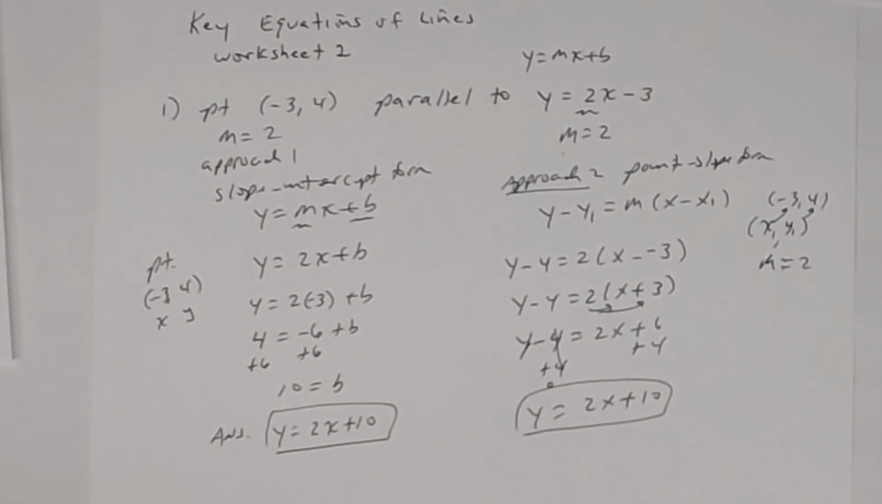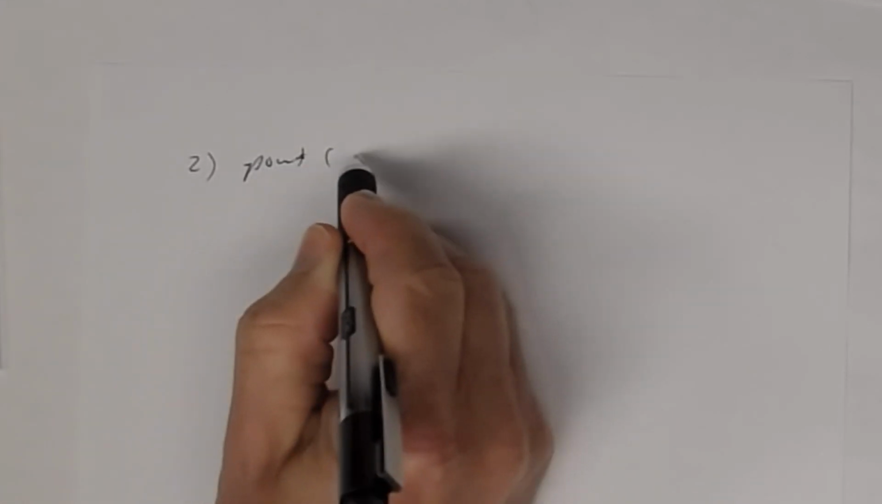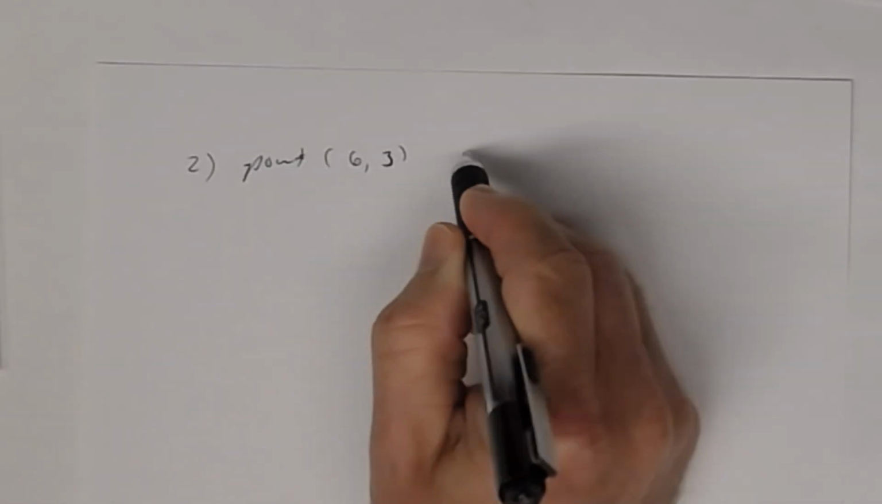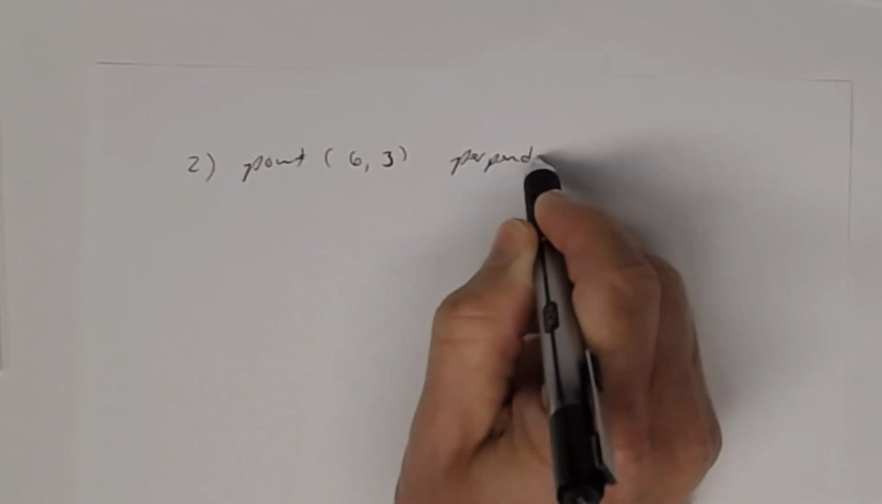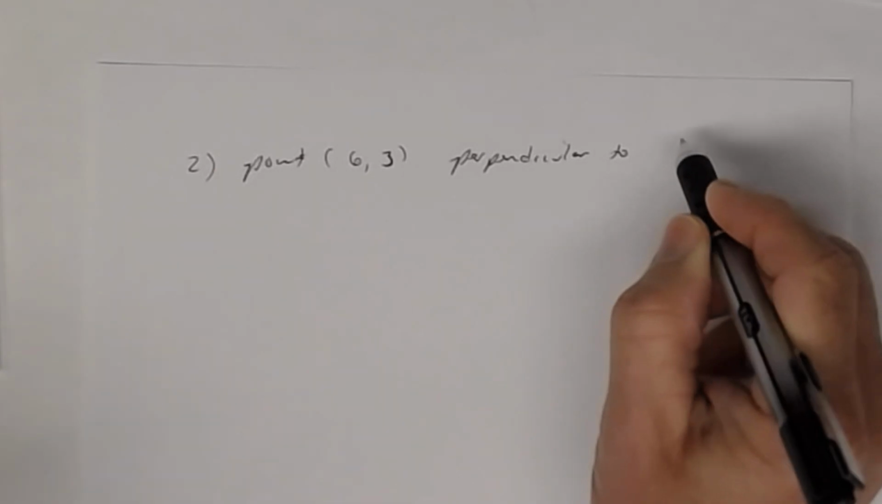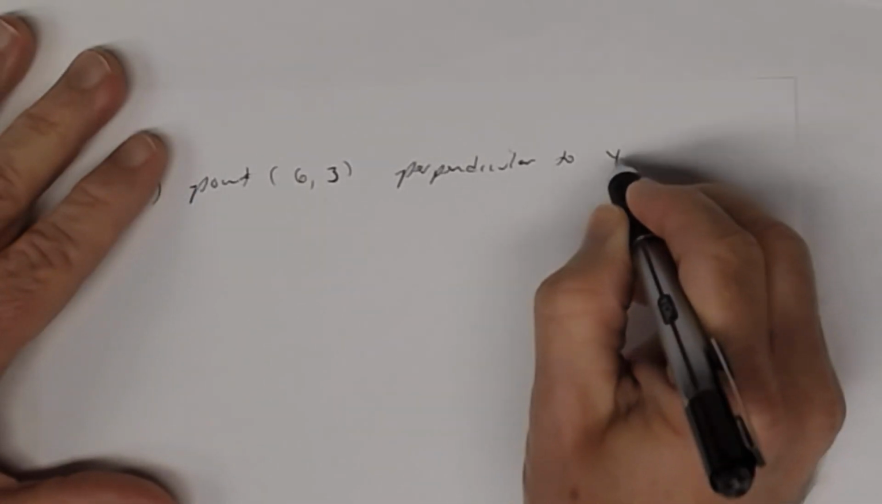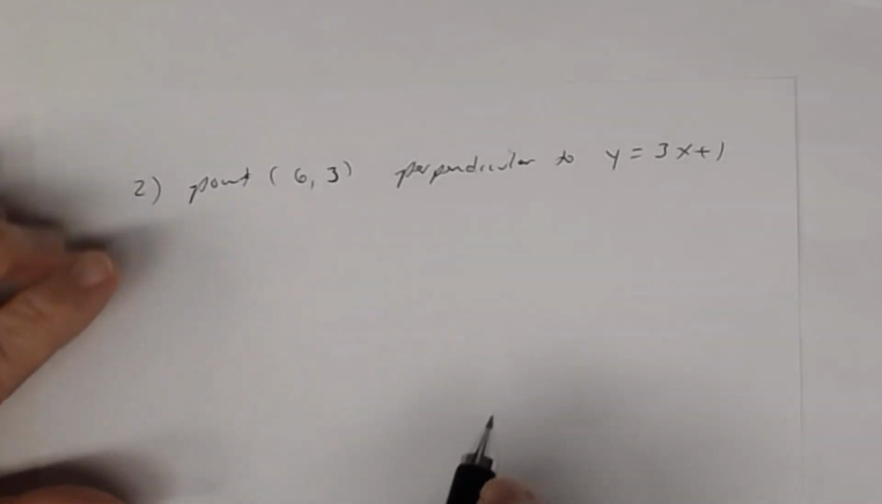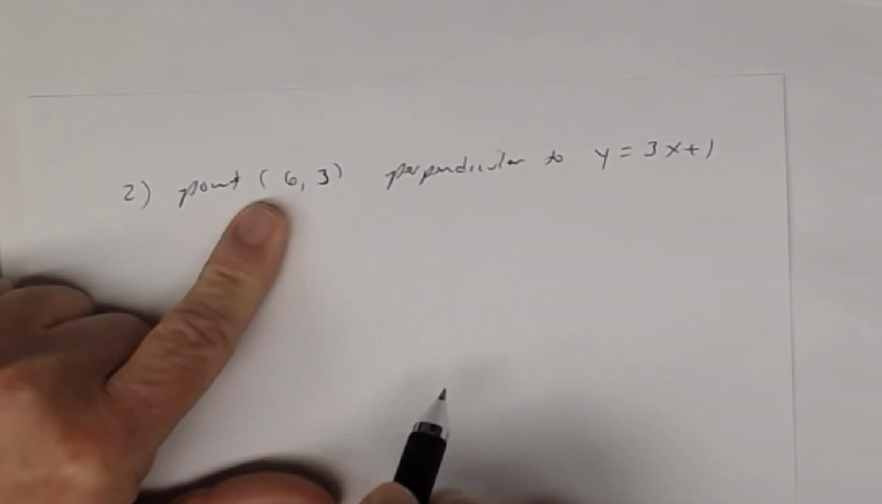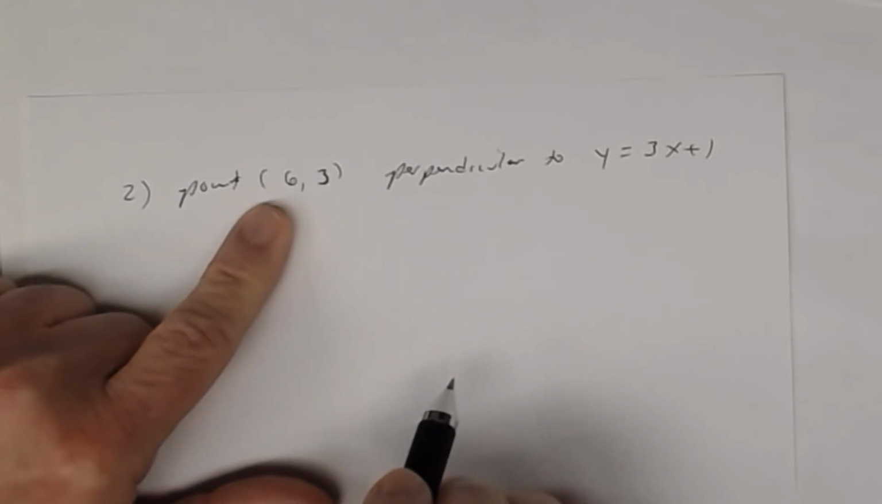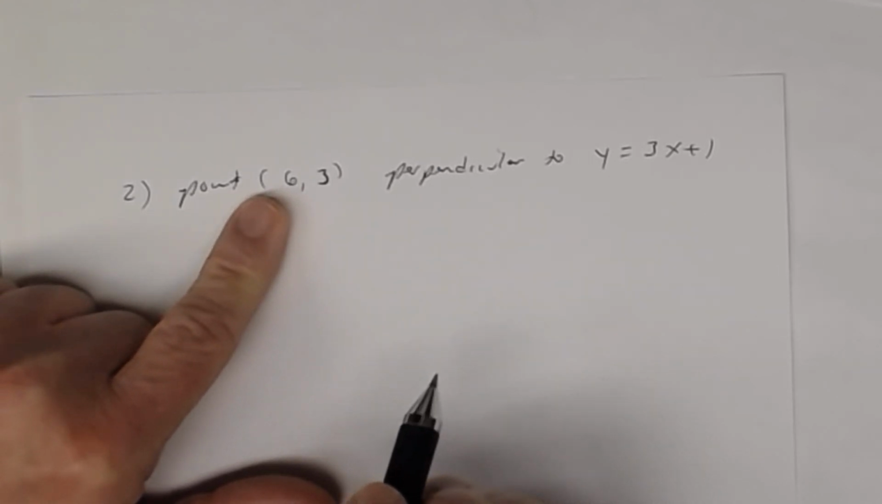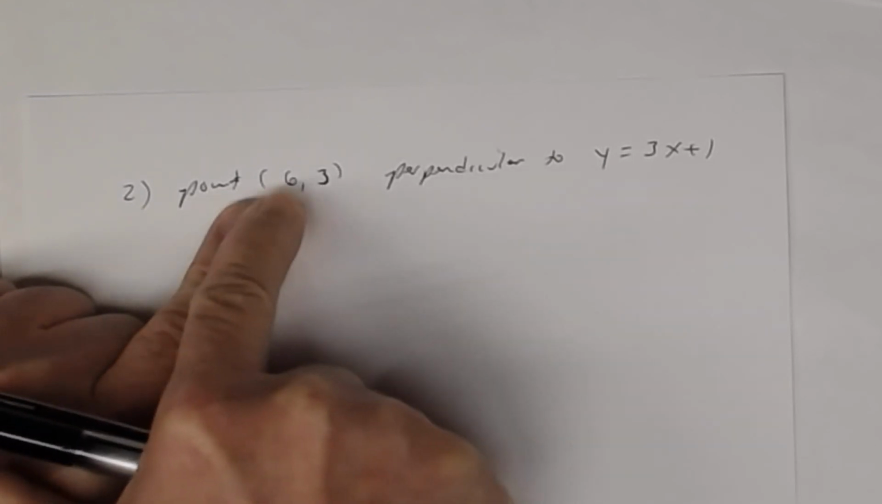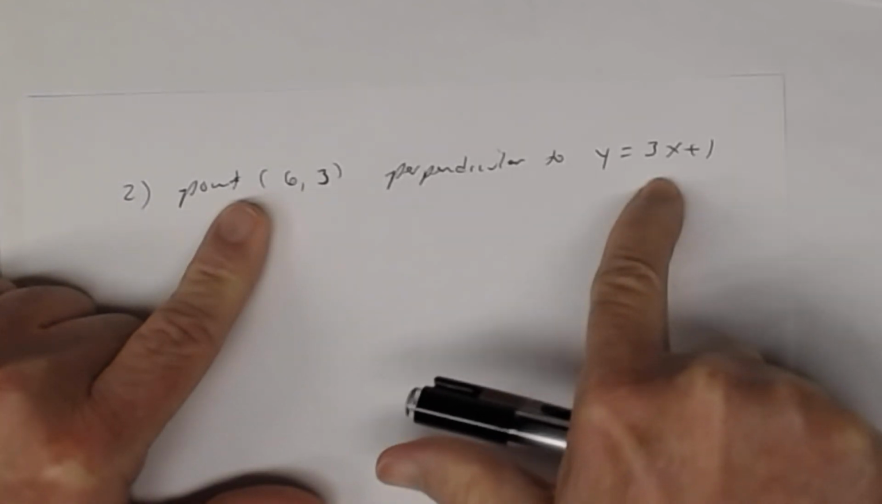So number 2, this time, you want to find the equation of a line that goes through this point. All right, so the point is 6, 3, but is perpendicular to the line whose equation is y equals 3x plus 1. All right, so you want to find the equation of this line that goes through this point. But you know that this line is perpendicular to this line whose equation is this.